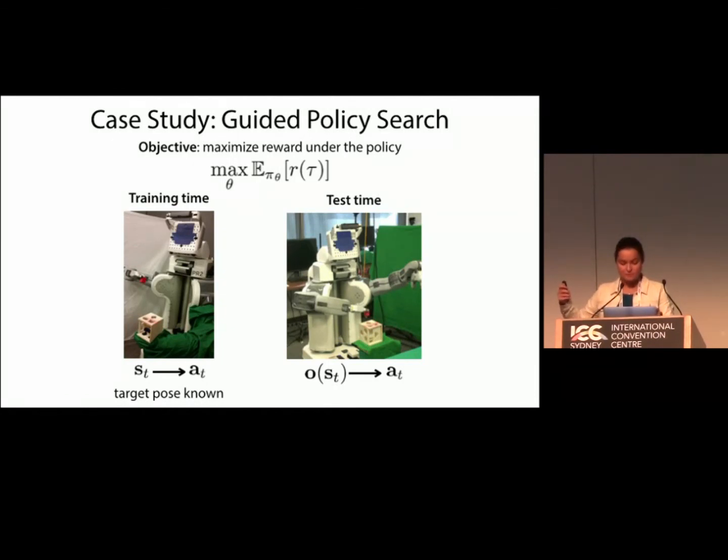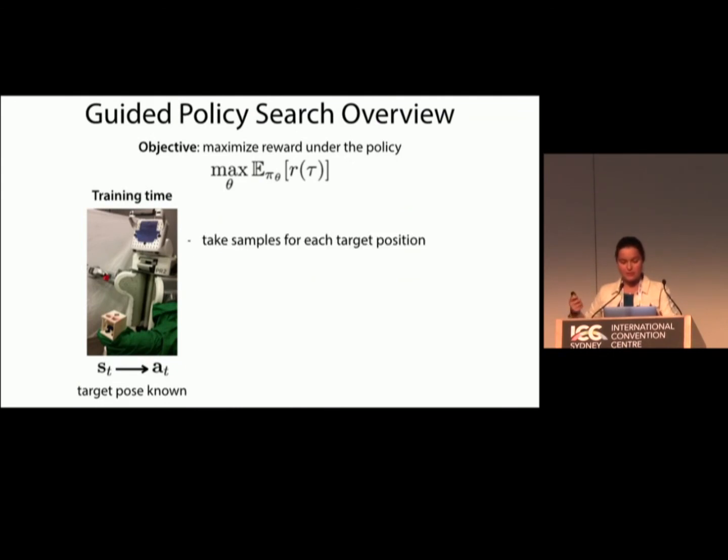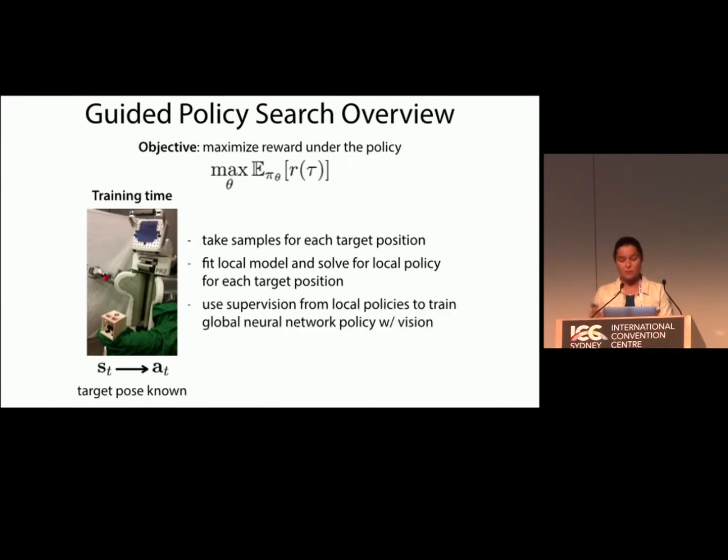So what guided policy search looks like is we're going to decompose the problem for different target positions, so different positions of the shape sorting cube, fit a local model, and solve for the local policy for each of the target positions. And then once we have a local policy for each of those target positions, we can use supervision from the local policies to train a single global neural network policy that can solve the problem for all positions of the shape sorting cube.